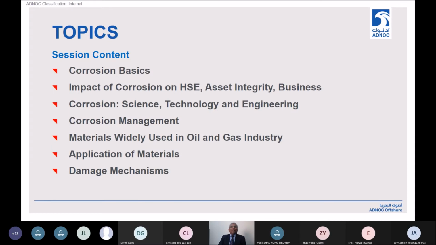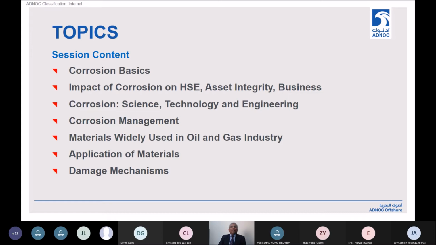We will talk briefly about corrosion basics. The objective here is not to take you through a whole lot of corrosion basics, but to just touch upon why corrosion is so important, and why corrosion is an important aspect for materials engineers in particular to deal with early in their career, because that's one of the most important things that affect integrity of assets.